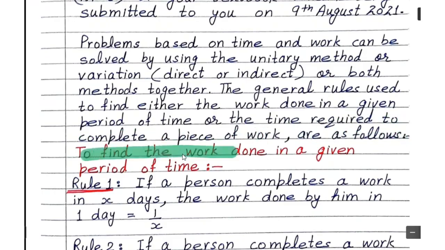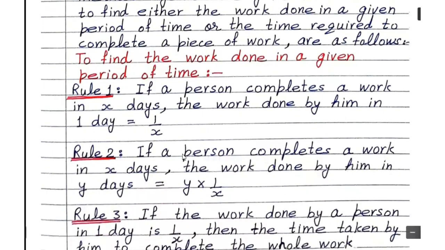Children, to find the work done in a given period of time, rule 1 is: if a person completes a work in X days, the work done by him in one day is 1 upon X. Rule 1 is, if a person completes a work in X days, the work done by him in one day is 1 upon X. Now, rule number 2 is: if a person completes a work in X days, then the work done by him in Y days is Y upon X, or you can say Y into 1 upon X. I hope it is clear.